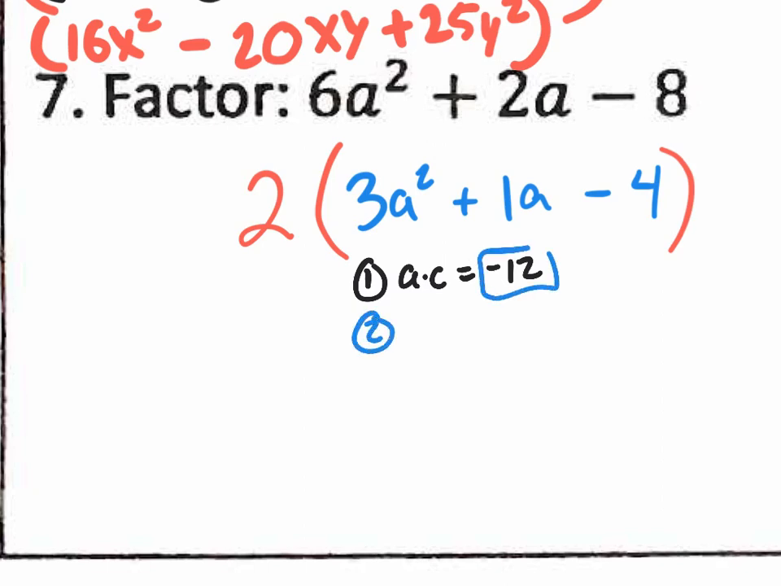Step 2 is to think of the multiples of that number, negative 12, that combine together to give you the middle value b. So let's make a list. 1 times 12. Negative 2 times 6, negative 3 times 4. Which pair of numbers combines together to give us the middle value, positive 1? Negative 3 and 4. We don't have to do any sign changes.